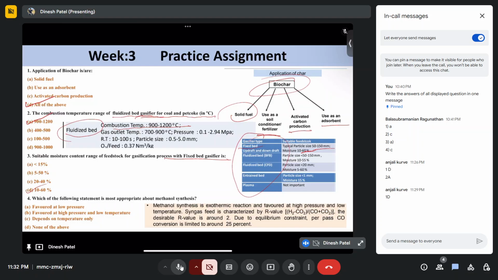Next question: which of the following statements is most appropriate about methanol synthesis? So it is favorable at low pressure. It is wrong. It is favorable at high pressure and low temperature. So correct answer is B.